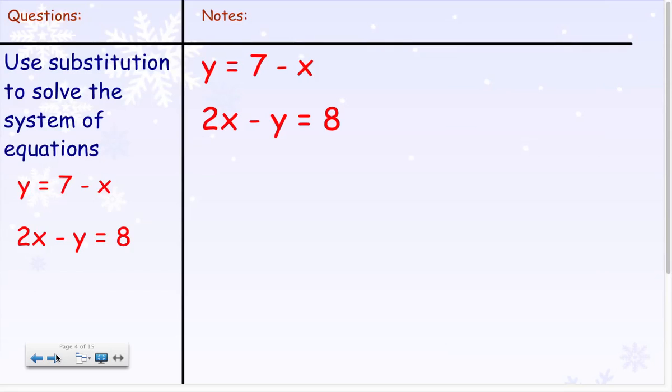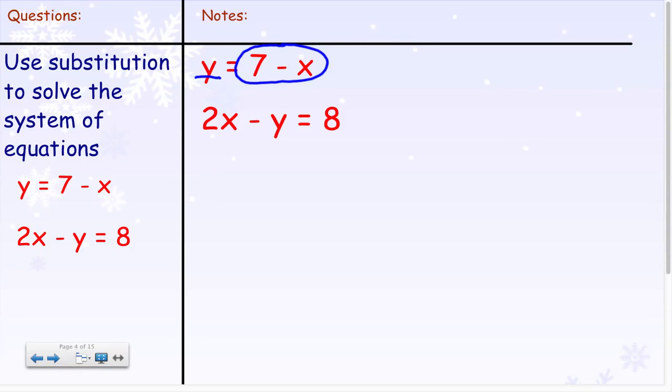Use substitution to solve the system of equations. So we're going to look at both of these equations and look for where we have a variable all by itself on one side. So this y right here is all by itself on one side. So I'm going to circle what y equals, which is 7 minus x. Now this method is called substitution because we're going to substitute the 7 minus x in for y.